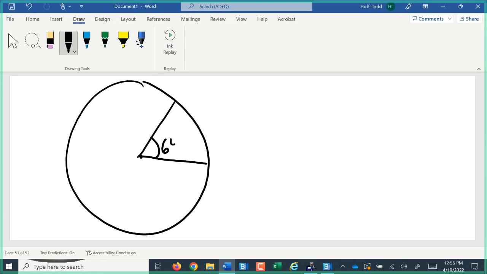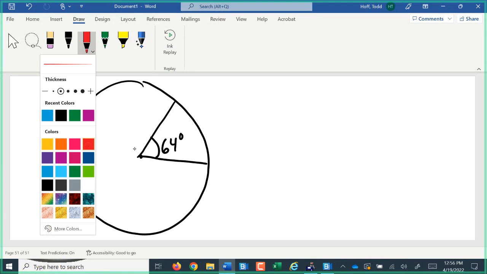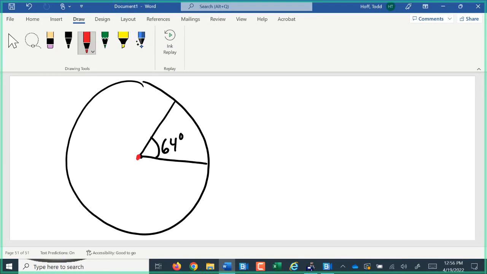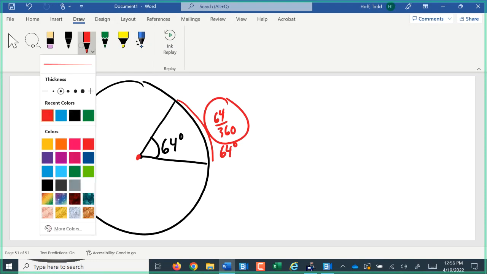So let's say this is 64 degrees. That is a central angle. I will indicate this is the center of the circle. We know that this arc here is 64/360ths of the circle. We often will define that arc to be a 64-degree arc. If we don't know the radius, we can at least say it's 64 degrees, telling us that it's that fraction of the whole circle. Once we have the radius or the circumference, we can then find it from there.